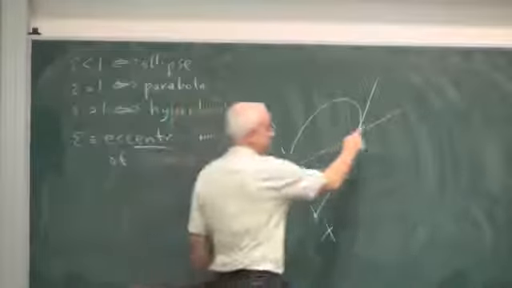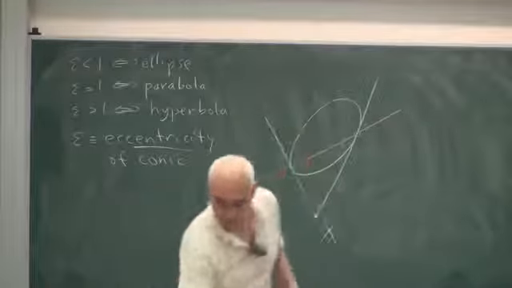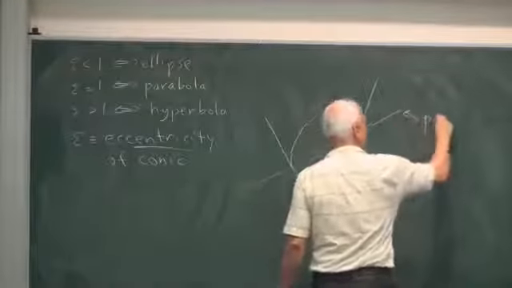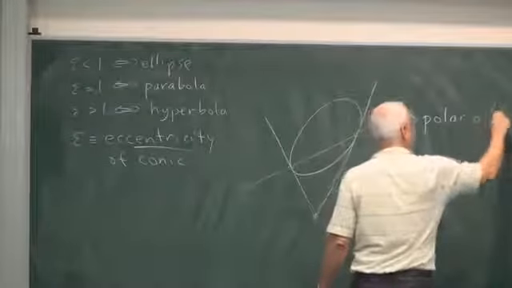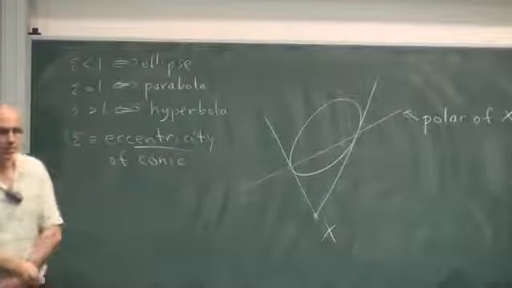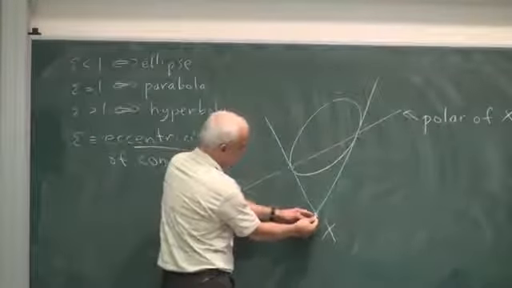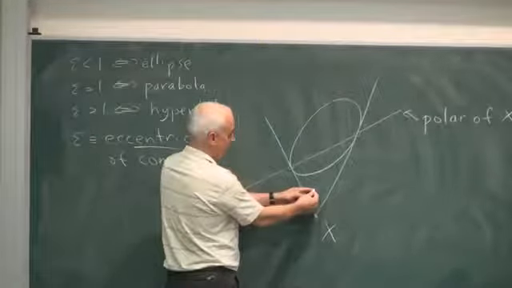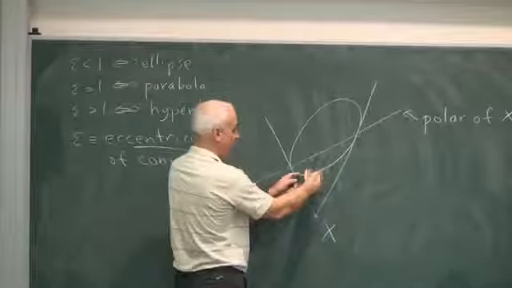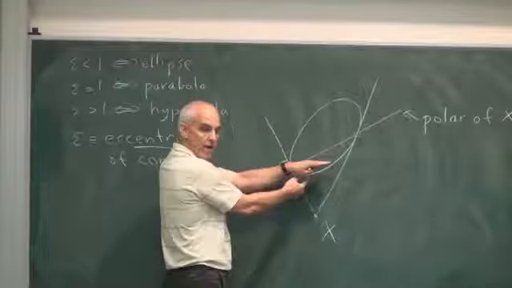And this line is called the polar of the point x. The polar of x. And I hope you can see that as x approaches the ellipse, then these two tangent points are going to get closer and closer together, and the polar is also going to come closer to where x is.